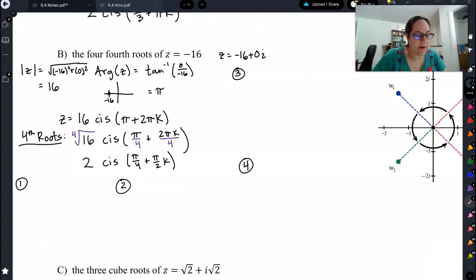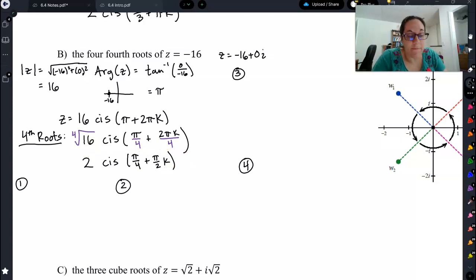Let's check your work. So here I have z is 16 cis pi plus 2 pi k from the modulus and the argument. Then I perform my rule. I'm taking the 4th roots. So I take the 4th root of the modulus, divide the argument by 4 to give me 2 cis pi fourths plus pi halves k.